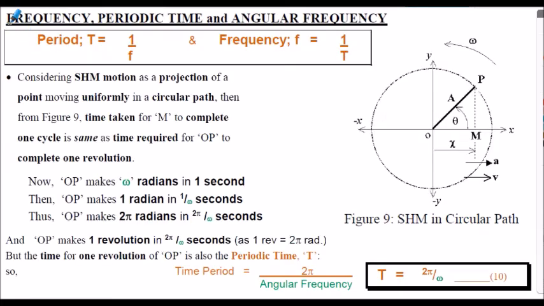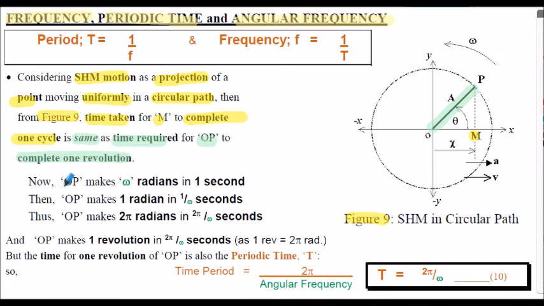Let's consider frequency, periodic time and angular velocity or angular frequency. Considering the SHM motion as a projection of a point moving uniformly in a circular path, shown in figure 9 here, then from figure 9, the time taken for M here to complete one cycle is the same as the time required for OP, shown here, to complete one revolution.